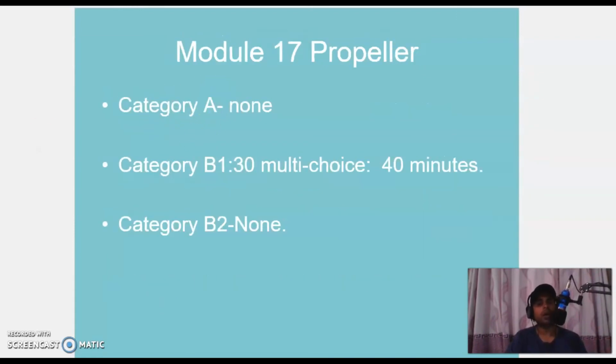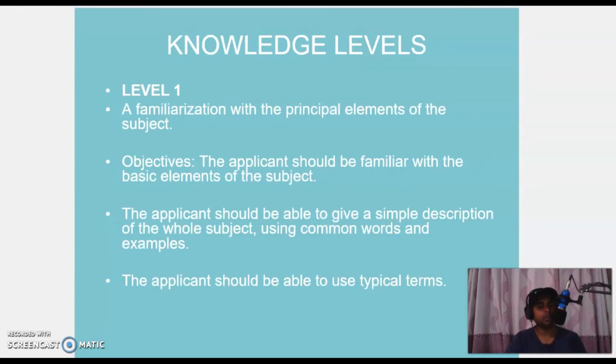Okay, so these 17 modules will be divided into 3 levels: level 1, level 2, level 3. These are the knowledge levels, so let's get to know what the levels are and why they divide them. Level 1: familiarization with the principal elements of the subject. Objectives: the applicant should be familiar with the basic elements of the subject, and should be able to give a simple description of the whole subject using common words and examples. The applicant should be able to use typical terms.